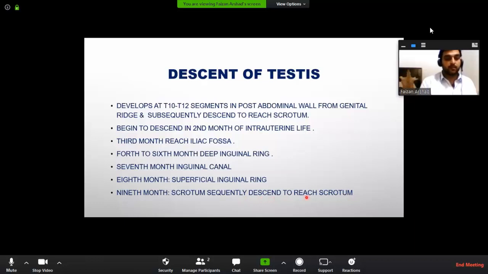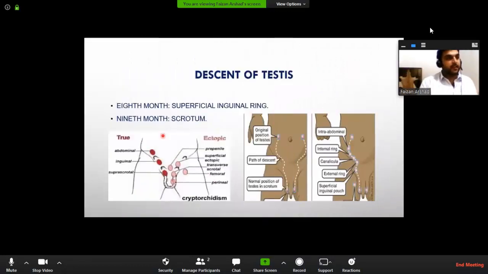Subsequently it descends to reach into the scrotum. And the 8th month, superficial inguinal ring. And 9th month, it should be in the scrotum by 9 months or 1 month after the delivery. And in this diagram, you can see the path of descent of the testes, how the normal path of descent the testes should follow. The both diagrams show the original position of the testes and the path of the testes towards its final destination in the scrotum.